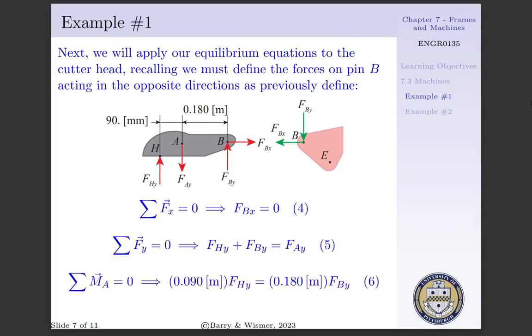Lastly, we'll apply the summation of moments about point A and set these equal to 0. We see that Fhy acts on a moment arm of 0.09 meters, creating a clockwise rotational tendency, whereas Fby acts on a moment arm of 0.180 meters, creating a counterclockwise rotational tendency.